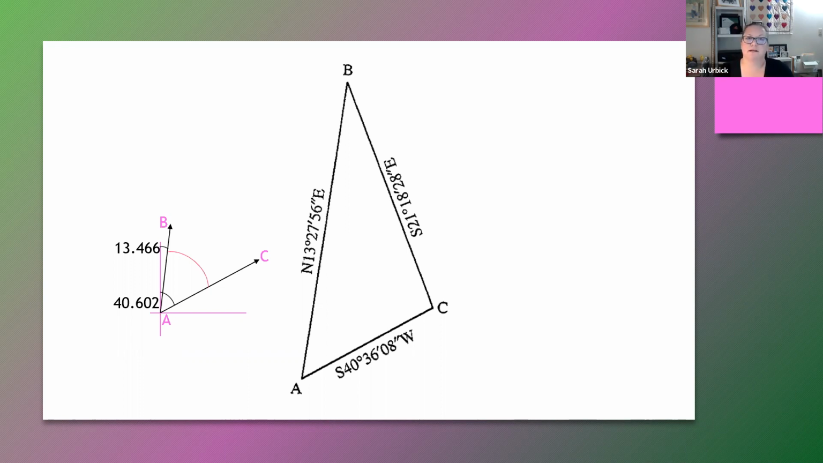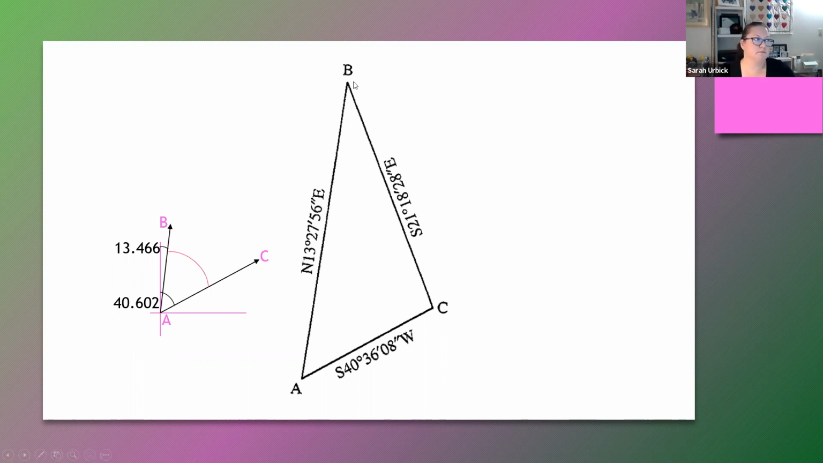Thank you. Exactly. It's going to be the difference between our full 40-degree angle and take away our 13-degree angle. And that's going to be our new measurement, 27.136. So that's our first interior angle. That's straightforward. Just break it down into smaller pieces so that it's more manageable.